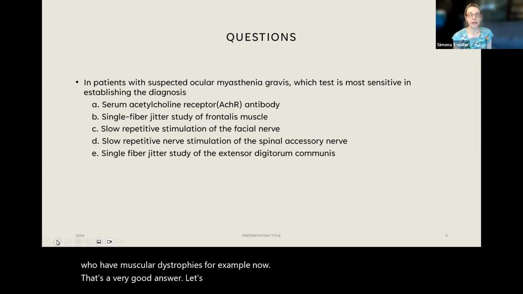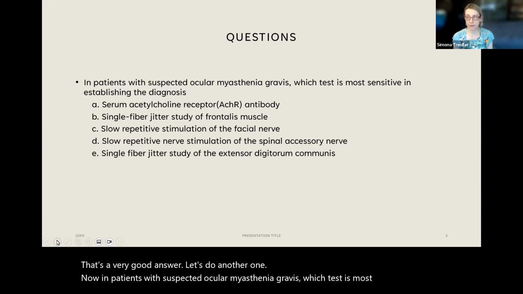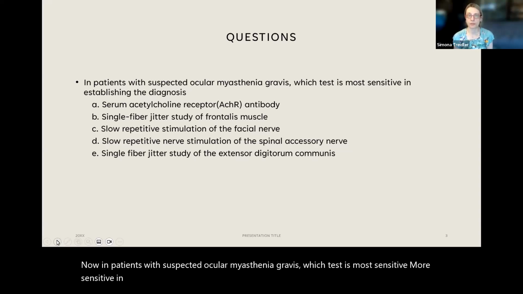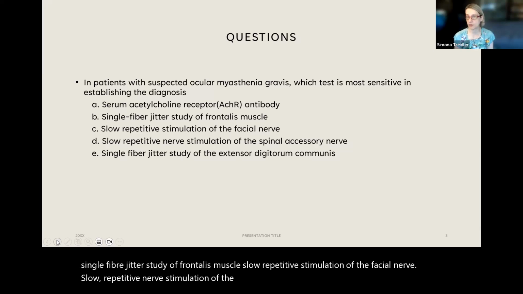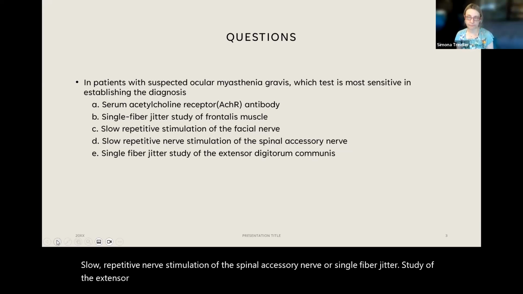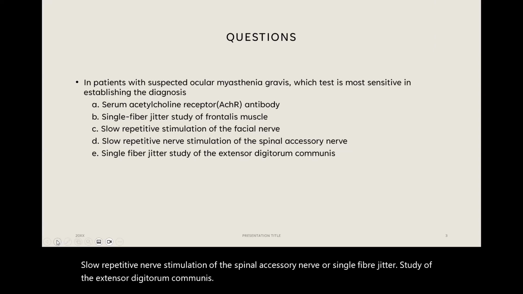Let's do another one. In patients with suspected ocular myasthenia gravis, which test is most sensitive in establishing the diagnosis? Checking the antibodies for acetylcholine receptor, single fiber jitter study of the frontalis muscle, slow repetitive stimulation of the facial nerve, slow repetitive nerve stimulation of the spinal accessory nerve, or single fiber jitter study of the extensor digitorum communis. Hi, Dr. Treidle. I'm not sure if it's the most sensitive, but I think single fiber jitter for the frontalis muscle should be for ocular myasthenia.